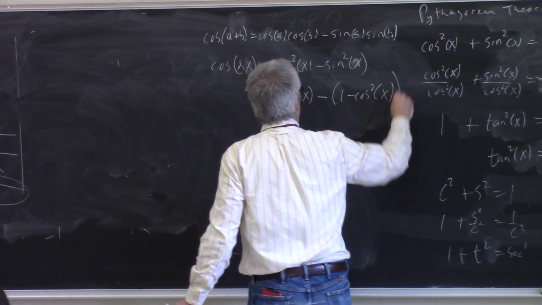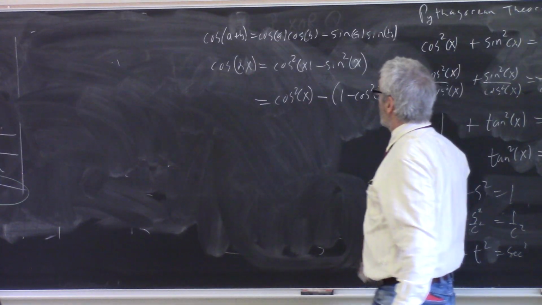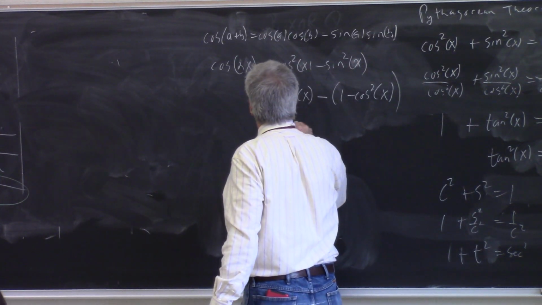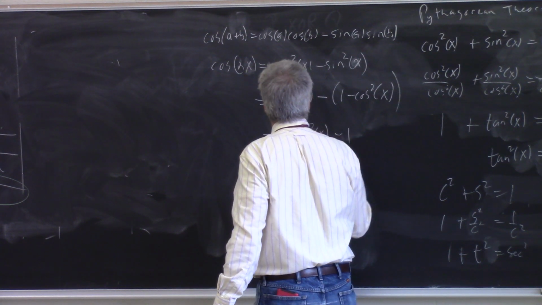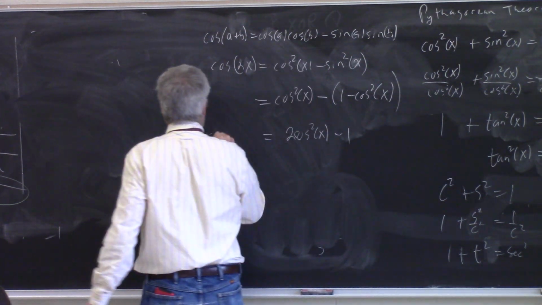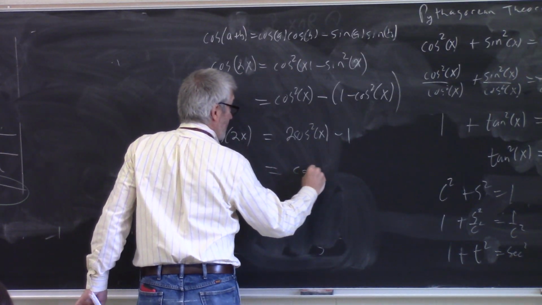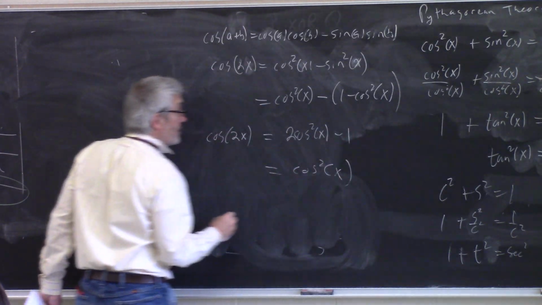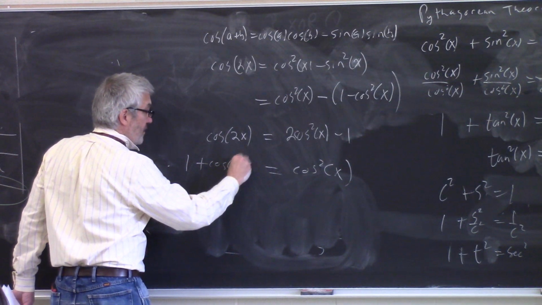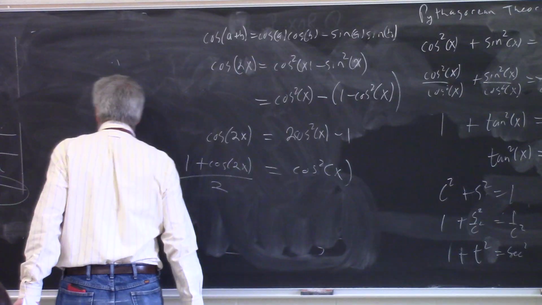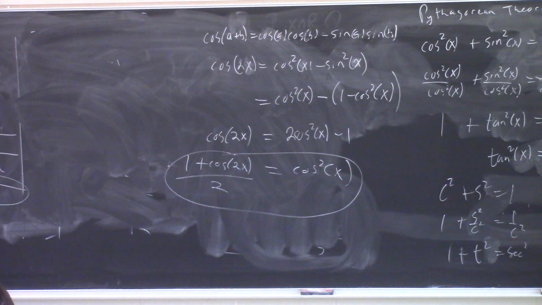We use the Pythagorean formula to rewrite sine squared as 1 minus cos squared. So we end up with 2 cos squared x minus 1 equals cos 2x. So I end up with cos squared x being 1 plus cos 2x, all that over 2. So all of that goes in over here.